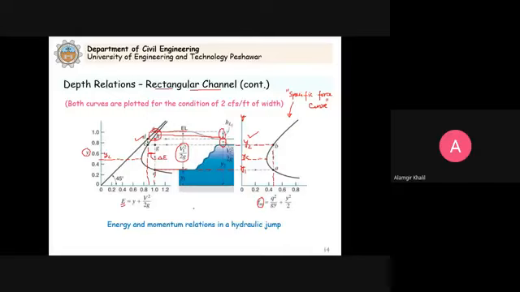So this FH is the same as your HL. Now you can see that with the specific energy curve together with the specific force curve, we are able to calculate all the parameters. Clear? Now this figure, the scale is shown. Remember, both of these curves are plotted for the condition of 2 CFS per foot of width. That's why you see the values here.